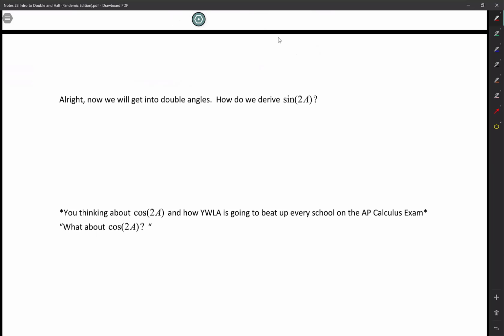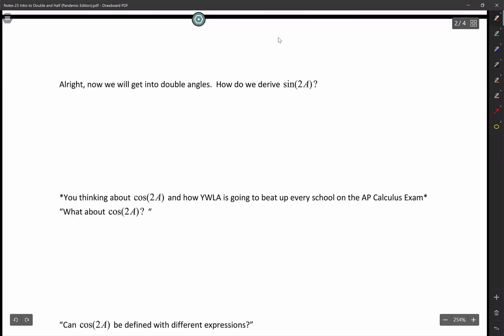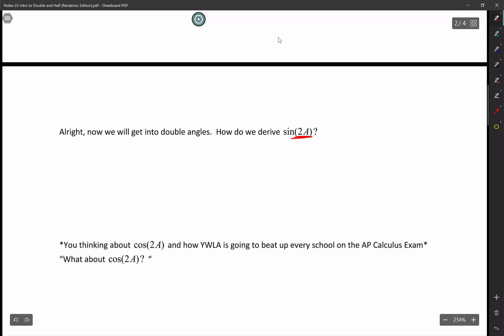All right, here we go. We're going to talk about double angles, and they're pretty simple, guys. Now we're going to derive sine 2a, and I hope you're not thinking, oh my God, we're going to do all these crazy derivations. No, we're going to do a cheat. What type of cheat, Chavez? Well, do we know what sine a plus b is? Yeah, we do. Sine a plus b is sine a cosine b plus cosine a sine b.